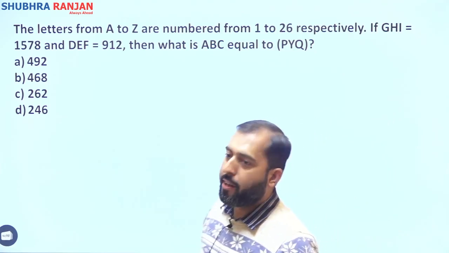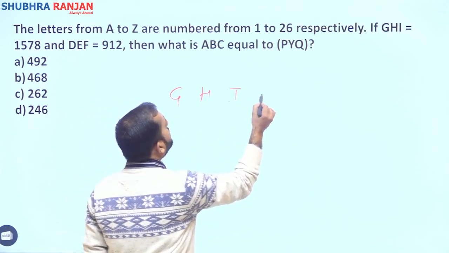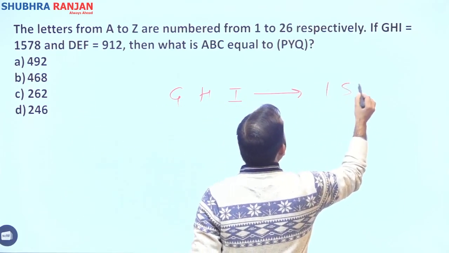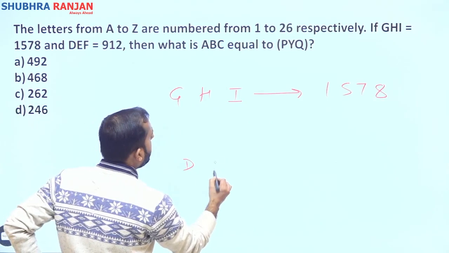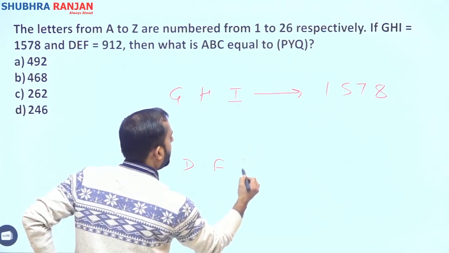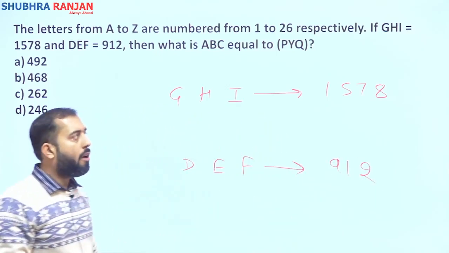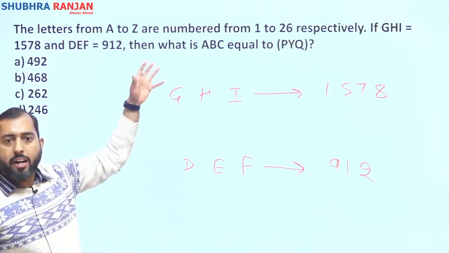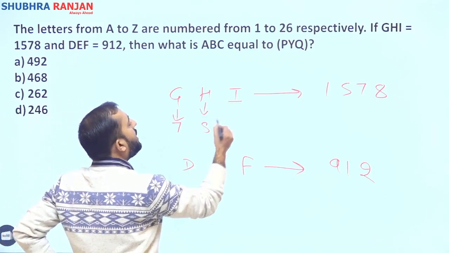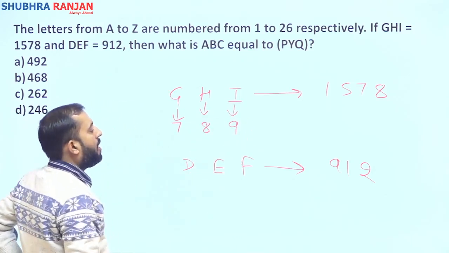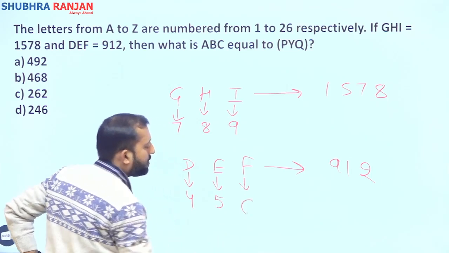Okay, yes, everybody, please pay attention. Listen, in this case, GHI has been coded as 1572. Okay, then DEF has been coded as 912. Now listen, letters are numbered, it is given in the question itself. So alphabetically G will be 7, H will be 8, I will be 9. Alphabetically D will be 4, E will be 5 and F will be 6.